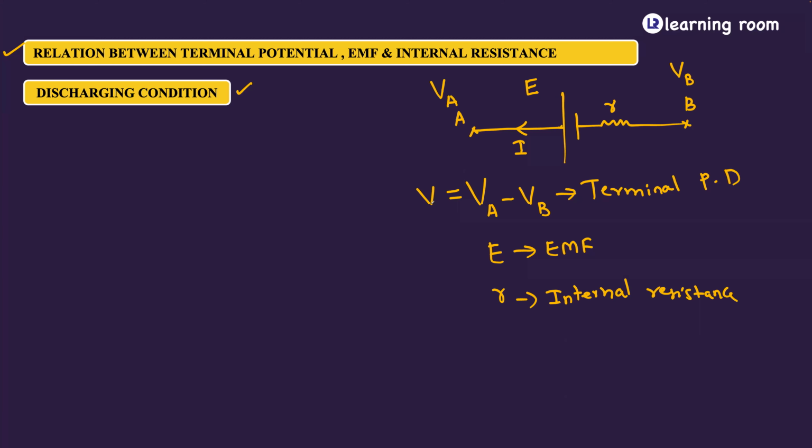Okay. Observe what I'm going to do. If I look at the terminal A, it has a potential of VA, and VA is on the side of the positive terminal. So VA will definitely be at a higher potential compared to VB. Right. So I'm going to apply Kirchhoff's voltage law here, but for an open circuit. Look at the way I'm going to write.